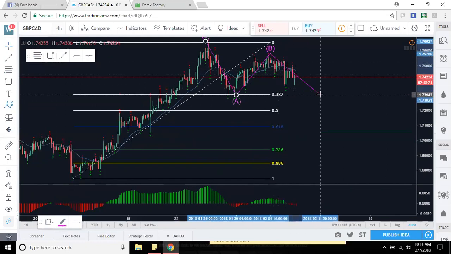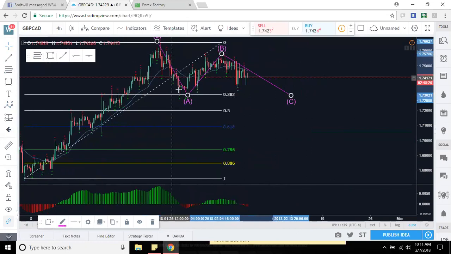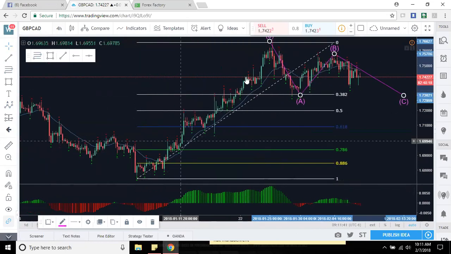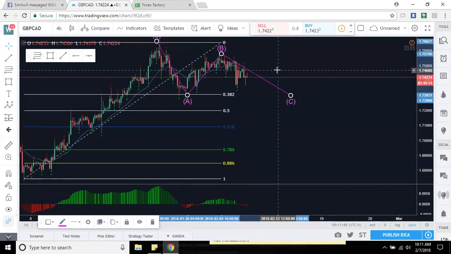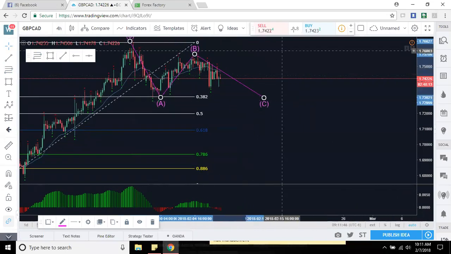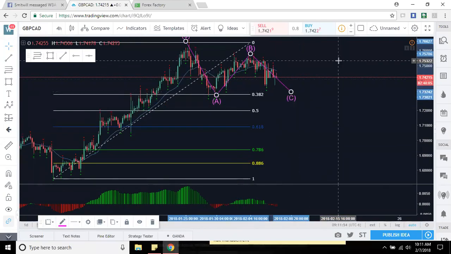Now, depending on where the C completes at, you could have like a flat. This would be wave one. Wave two would be more of the sideways consolidation and then pop up. So again, we just gotta wait for the C to complete, to look like it's completing and things like that.